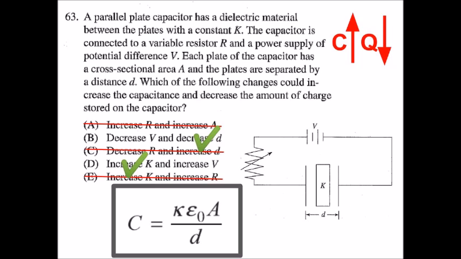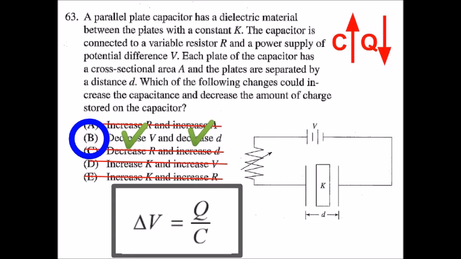Also, what about Q? Well, Q over C is equal to V. That's the definition of capacitance. What will give you a decreased Q? Well, a decreased V. I bet you'll see Gauss's law. I bet you'll see a circuit. I bet you'll see a capacitor of some sort.